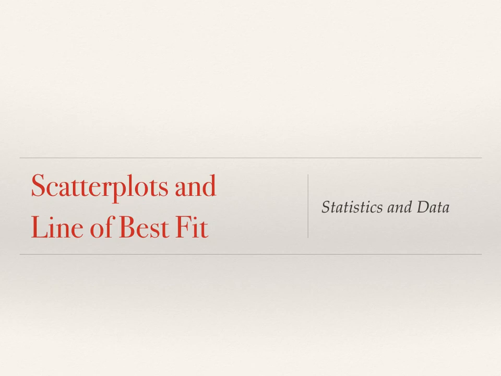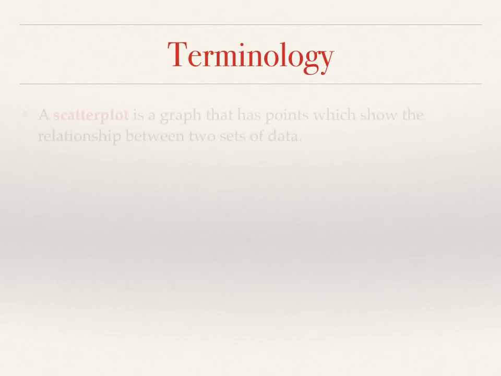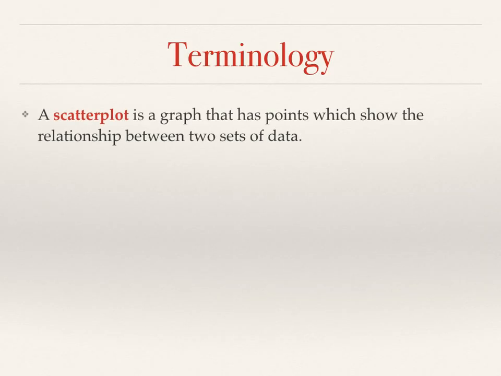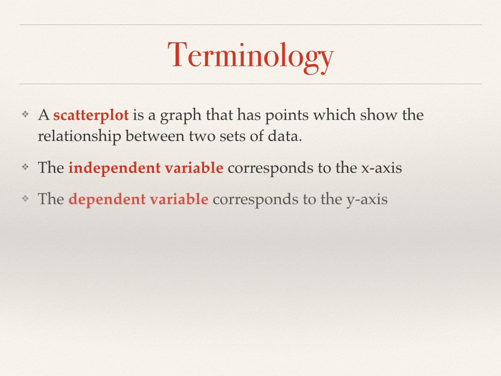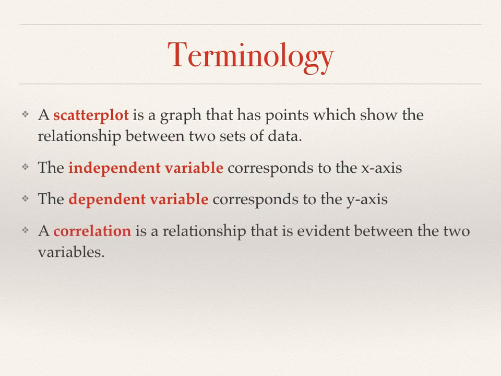Scatterplots and line of best fit. Let's start with some terminology. A scatterplot is a graph that has points which show the relationship between two sets of data. The independent variable corresponds to the x-axis, and the dependent variable corresponds to the y-axis. A correlation is a relationship that's evident between the two variables.